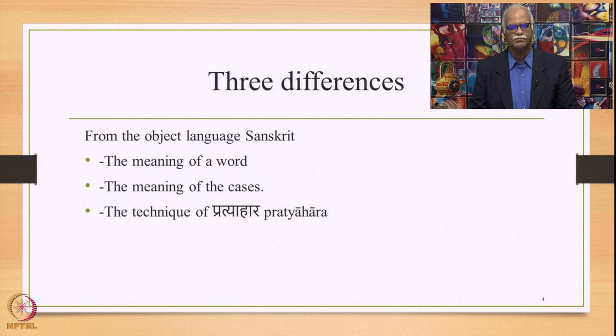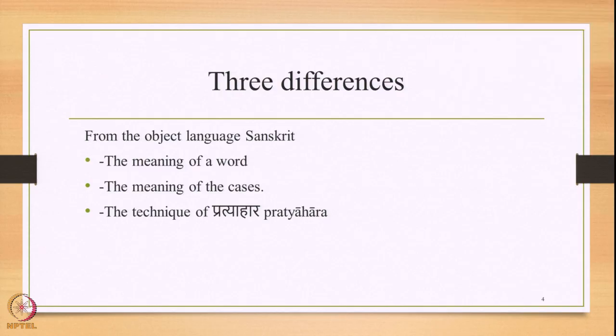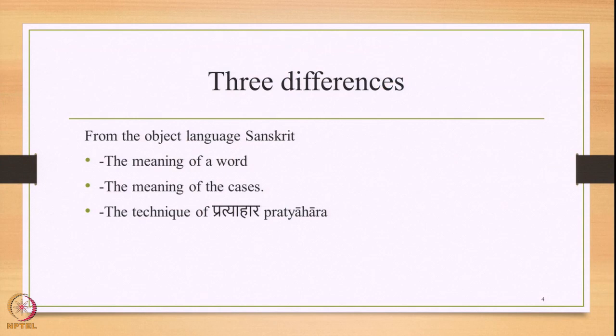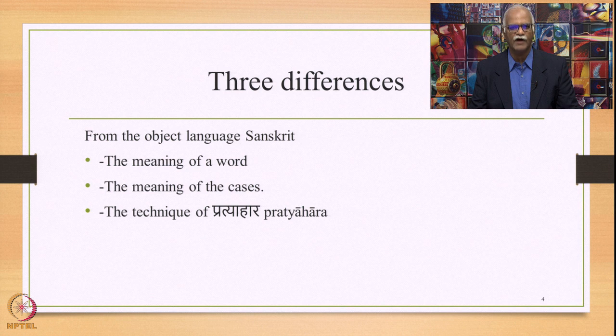So the 5th case, which is translated using the word from in the object language, is translated as immediately after in the meta language. The 6th case, which is translated in the object language by using the word of, is translated by using the words in place of or instead of in the meta language. And the 7th case, which is translated in the object language by using the words in or on, is translated as immediately before as far as the meta language is concerned. We have looked at various examples illustrating all these points. We also noted that the first case when in combination with the sixth case means a substitute. So a substitute which comes in place of something. X substitutes Y and so on and so forth.